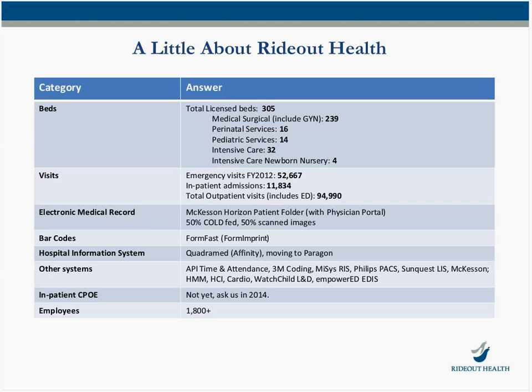We're using McKesson's Horizon Patient Folder right now with the Physician Portal. And our current registration and billing system is QuadraMed's Affinity, but we're currently migrating majority of our clinical systems and even back office to McKesson's Paragon system, which should be live in June of next year. We are using FormFast FormImprint for our barcodes, and we also use FastFlow, which is what this presentation is mostly going to focus on. And then one of the other key stats I want to point out is that we have a little over 1,800 employees, and all of them have access to FastFlow right now.